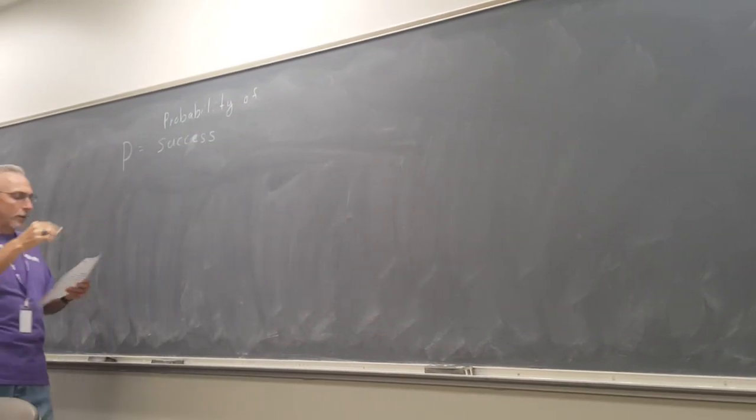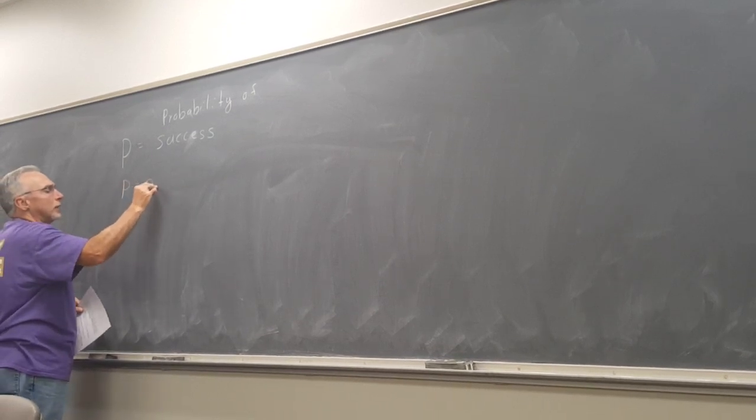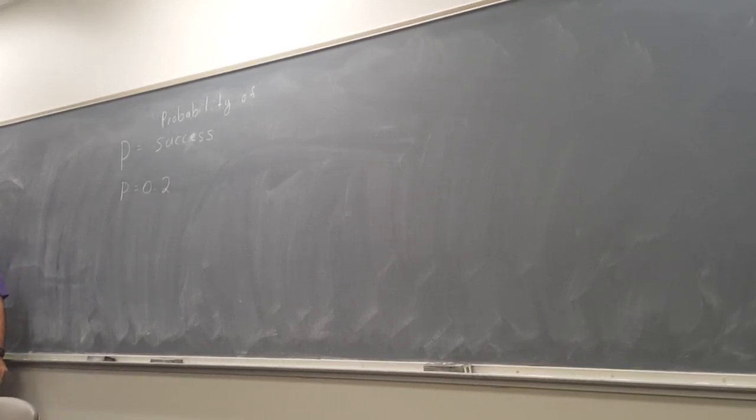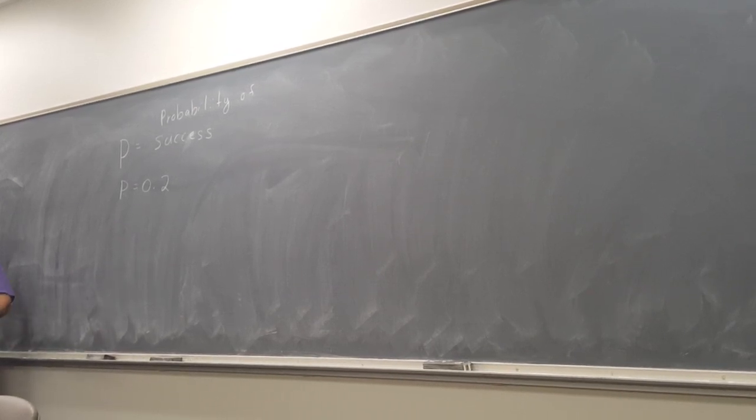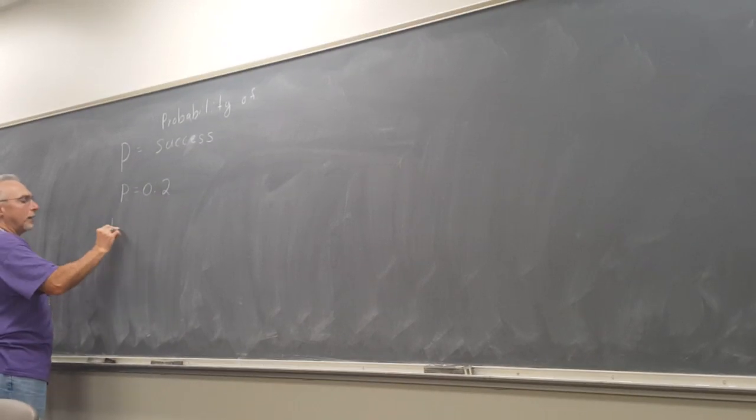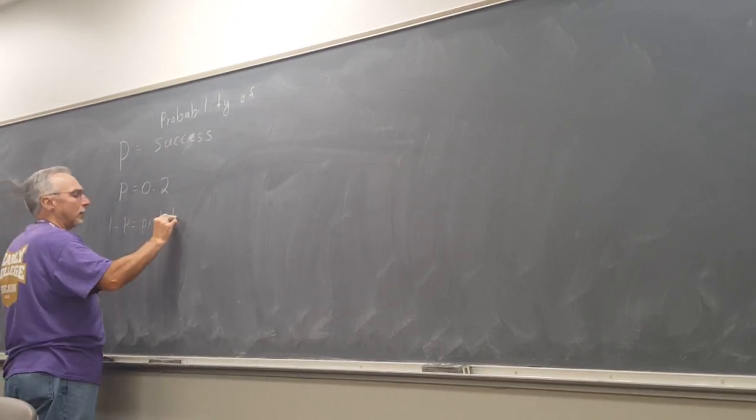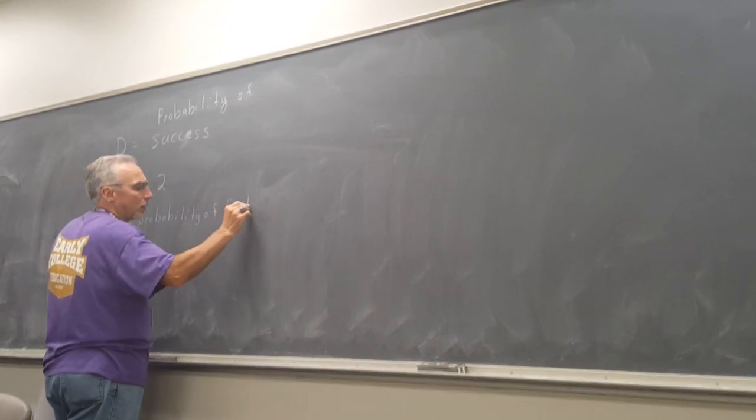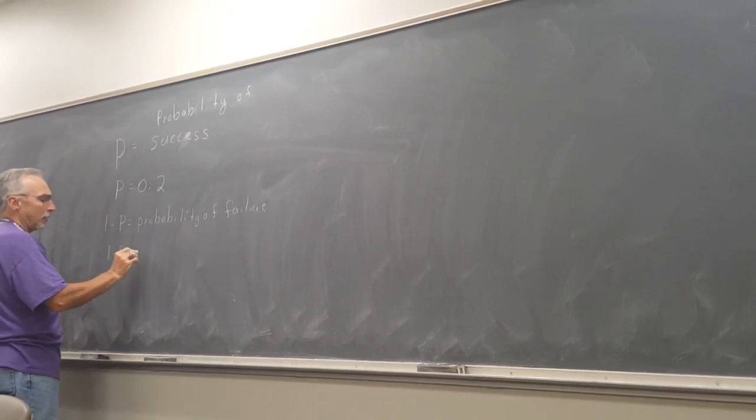Let's talk about this a little bit more, but just on this front sheet, write that down. So in this problem, my probability of success is 0.2. Now, if you don't have success, you have failure, or not success, depending on the terminology. So 1 minus p is the probability of failure, which in this case is 0.8.